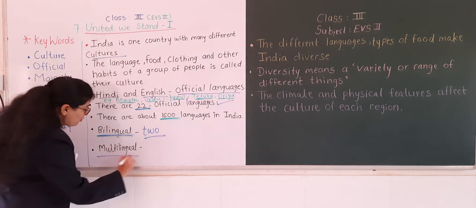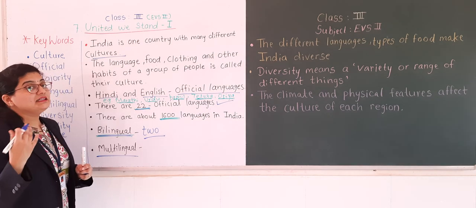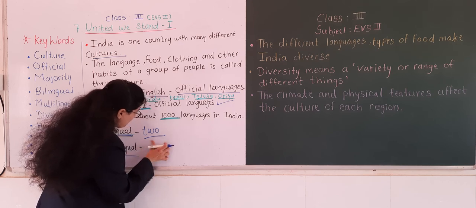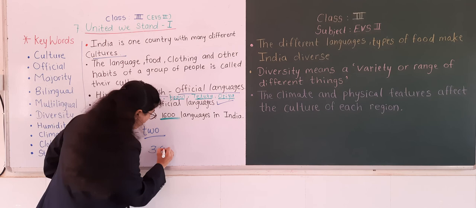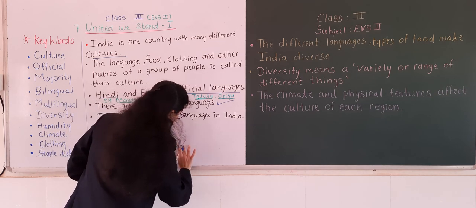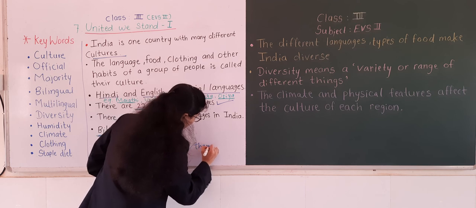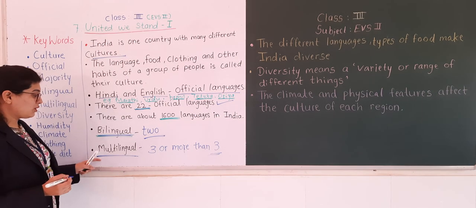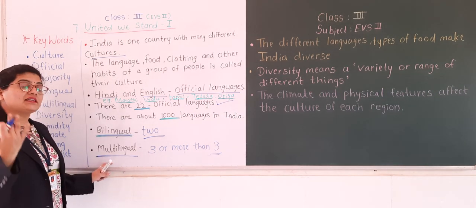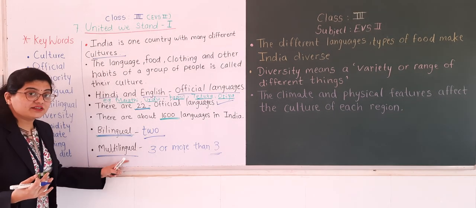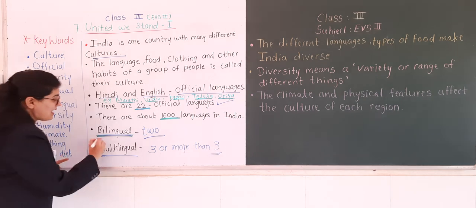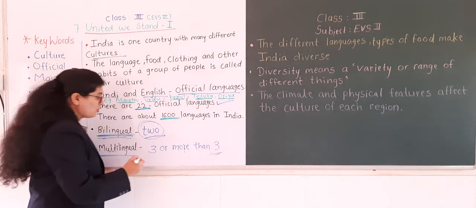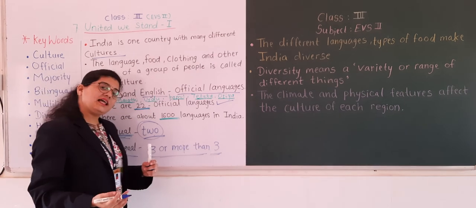And the people who can speak three or more than three languages are known as multilingual. What do we call those who know more than three languages? They are called multilingual. Did you understand the difference? The bilingual are those who speak two languages, and the multilingual are those who speak three or more than three languages.